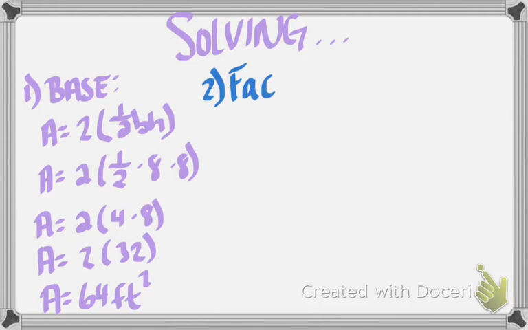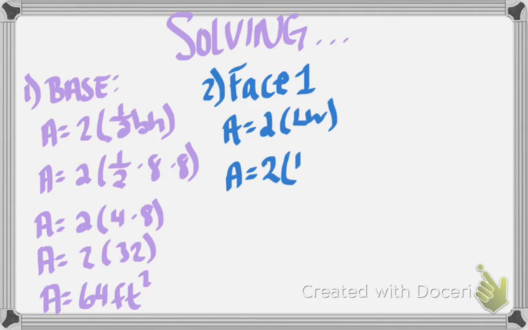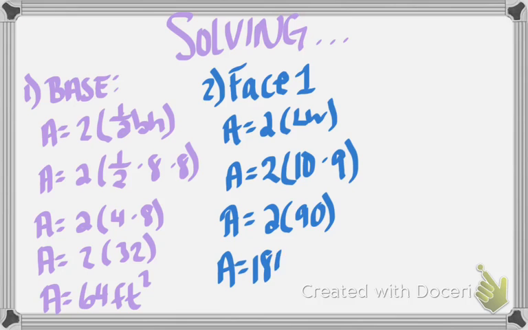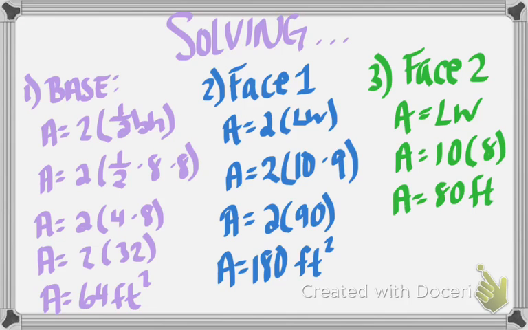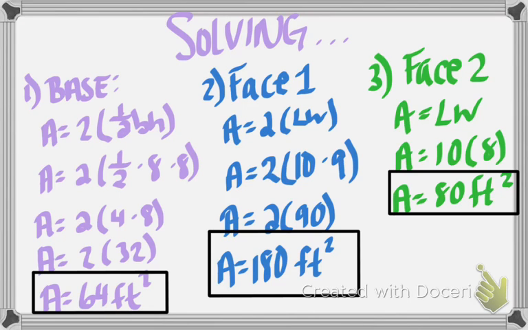Next, we find the area of face number 1. We use the formula 2 times length times width equals area and plug in 10 and 9 for length and width. We simplify that to get area equals 180 feet squared for face 1. Lastly, we find the area of face 2. We use the formula length times width and plug in 10 and 8 for length and width. Area equals 80 feet squared. Our answers are 64 feet squared, 180 feet squared, and 80 feet squared.